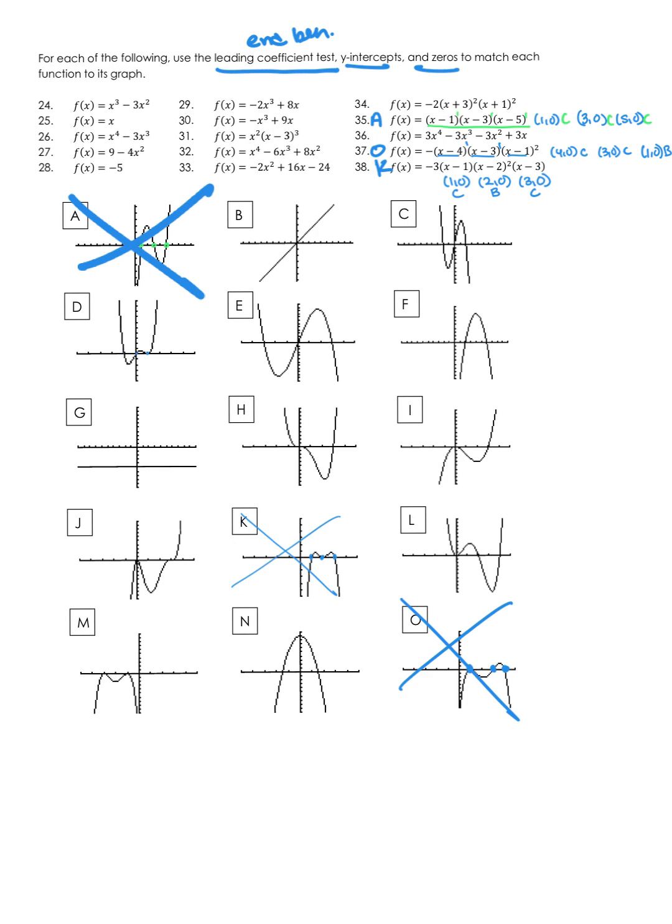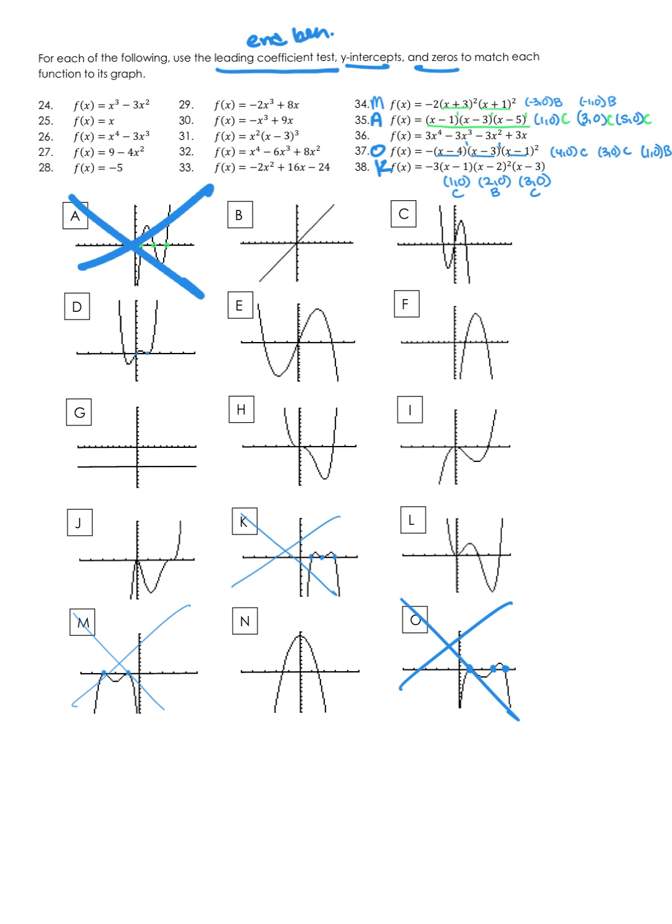34 also has some nice zeros here. So 34, we're going to have a 0 at -3, 0. That will be a bounce because of the 2. And then we're also going to have a bounce at -1, 0. So bouncing twice at -3 and -1. So if I can find something that bounces at -3 and -1, I think that's M down here. Don't see anyone else that does that. So this will be M.